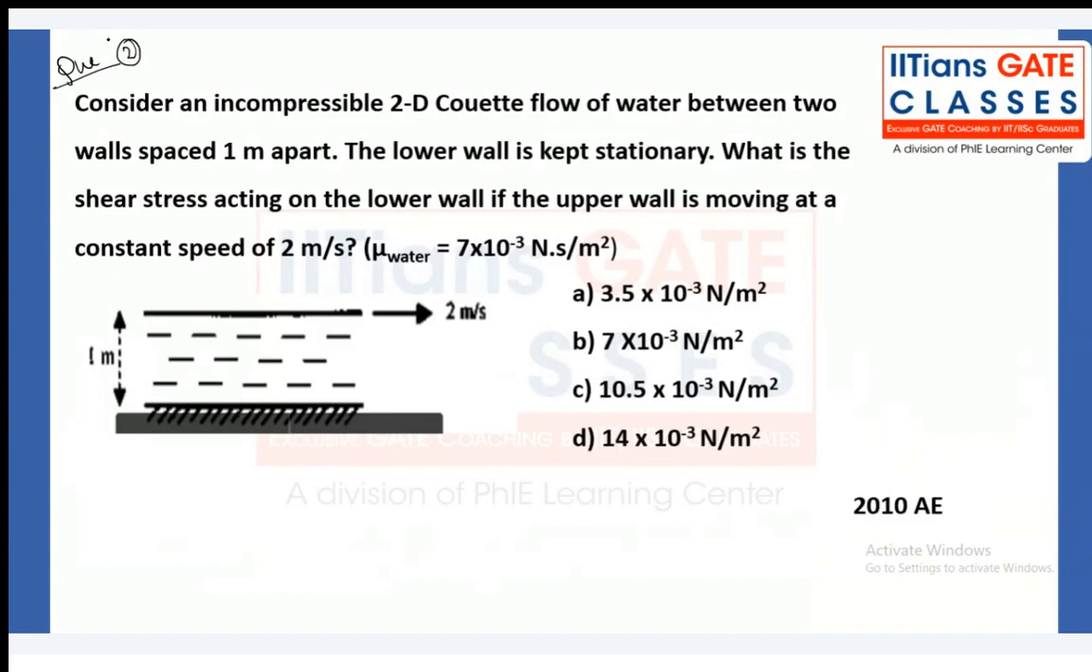Please make a note of it. This is question 2 which we are discussing. Consider an incompressible 2D Couette flow. Couette flow, I already mentioned, is a kind of flow happening between two plates, in which one plate is fixed and the other plate is moving. The lower wall is kept stationary. What is the shear stress acting on the lower wall if the upper wall is moving at a constant speed of 2 meters per second? The viscosity of the water is given in the problem, in Newton second per meter square.